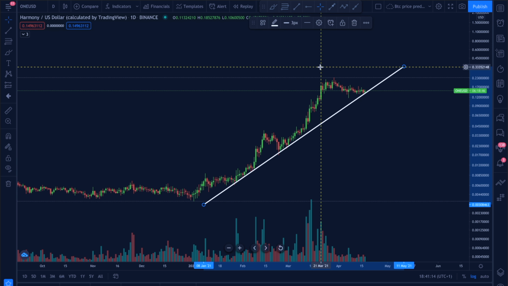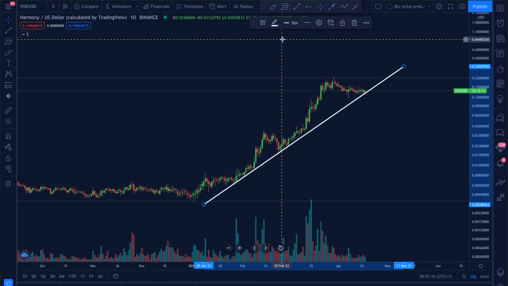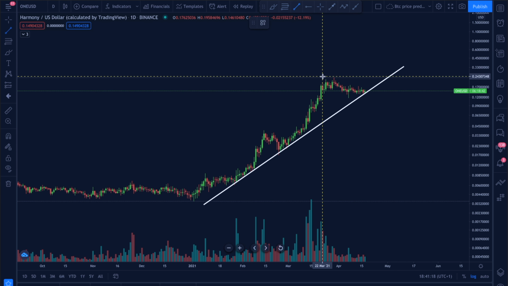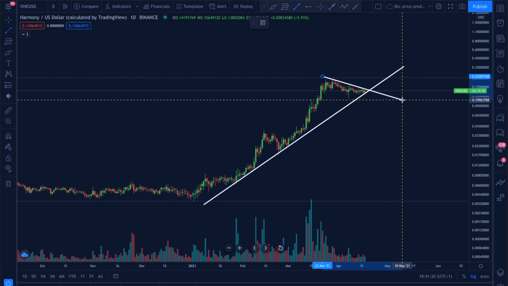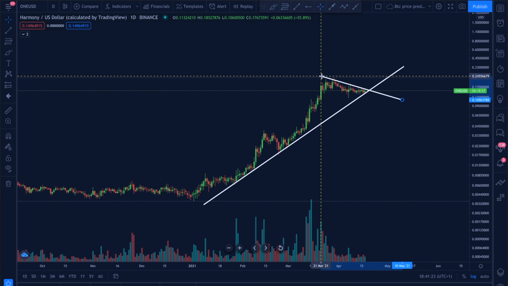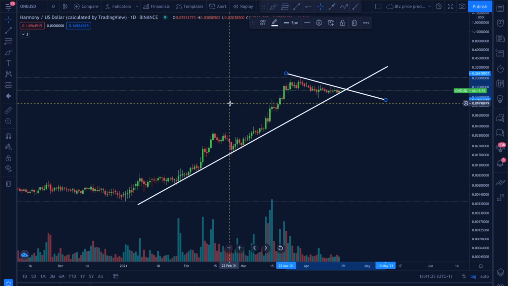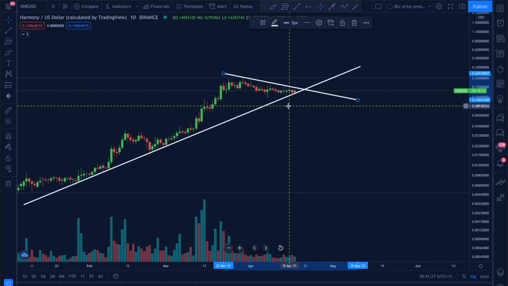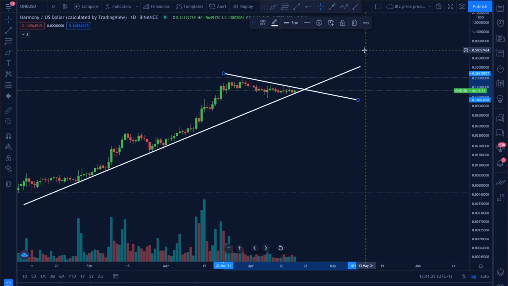Then what we want to see is that currently we've got a little bit of a dip here, so we're trending down. So we also draw another trend line to show that we're going down, and we'll take it from the top of the line. As you can see from here, we've got two trend lines now. We've got a downward trend line and an upward trend line.